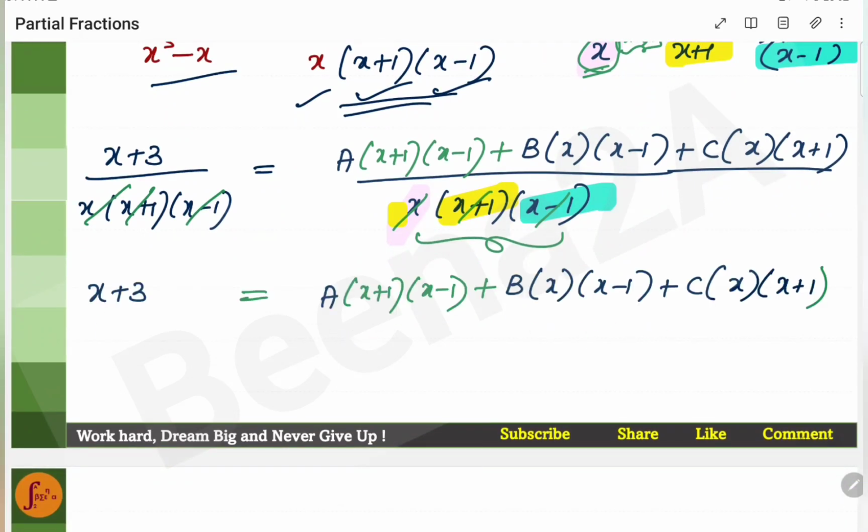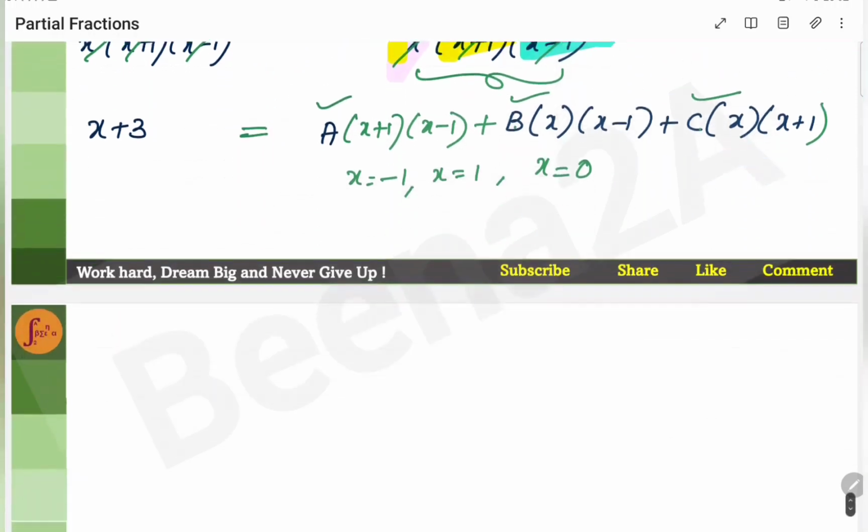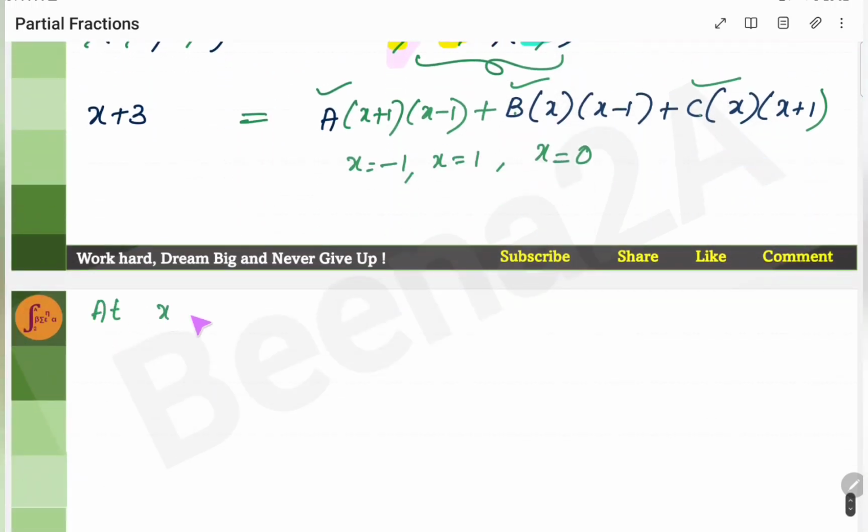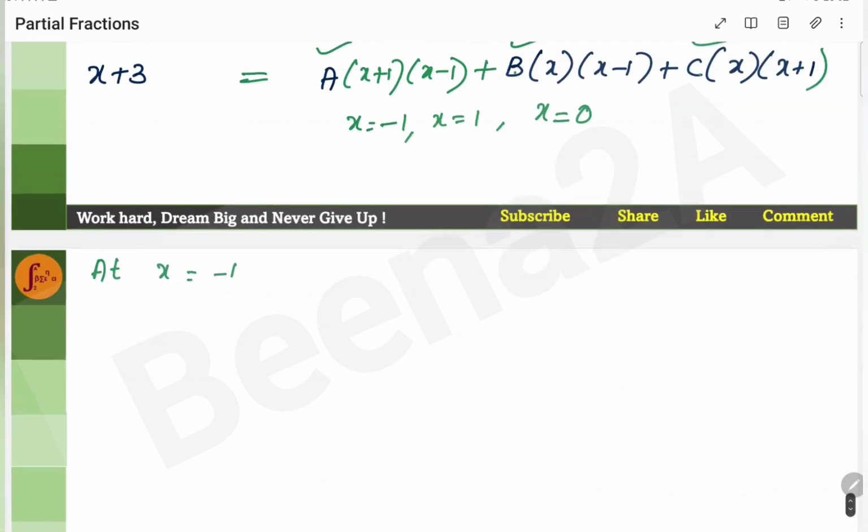Now I'll find the values of x because I have to find the values of a, b and c. Here x plus 1, so x will be minus 1 on the opposite side. Here x minus 1, so x is plus 1. Here there is nothing, so you take x is equal to 0. Now you have 3 values of x. Let's take x is equal to minus 1. So at x is equal to minus 1, it will become minus 1 plus 3. This will become 0. Minus 1 plus 1 is 0.